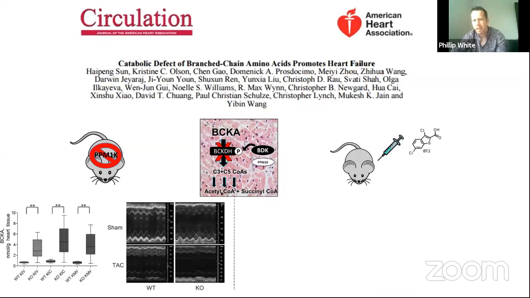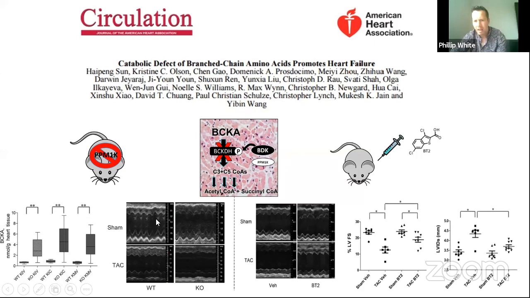They also treated mice with BT2, which is another systemic modulation of branched-chain keto acid levels. By giving BT2, they inhibit BDK, the BCKDH kinase, and thereby reactivate it systemically. We and others have shown that this is a terrific way to lower branched-chain keto acids. And by doing this, they were also able to prevent the effects of TAC on cardiac function.